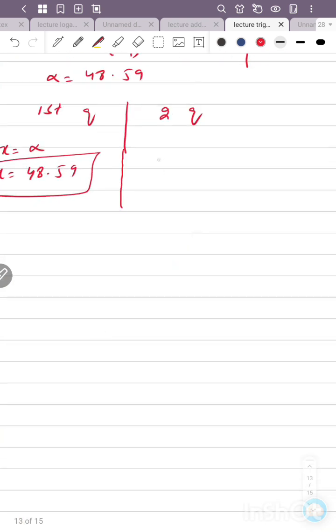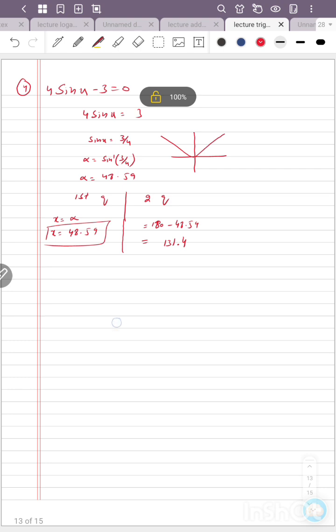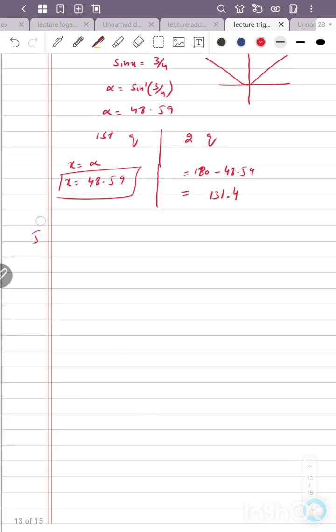second quadrant it will be 180 minus 48.59, so we got 131.4. It's our required answer. 180 minus 48.59 gives 131.4, it's our required answer. Move forward, we have our next question number 5. How do we solve this question?